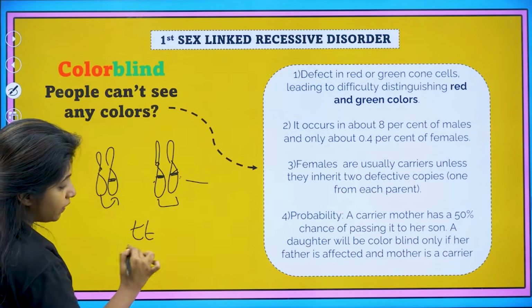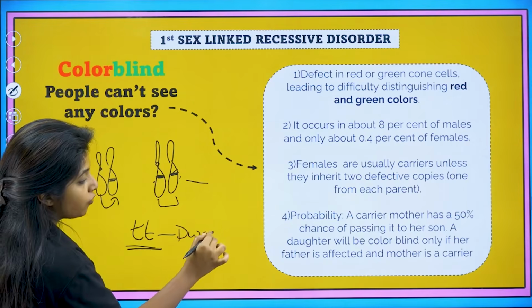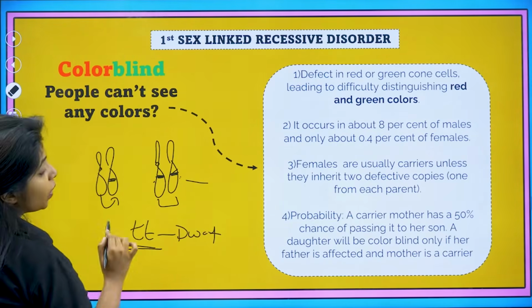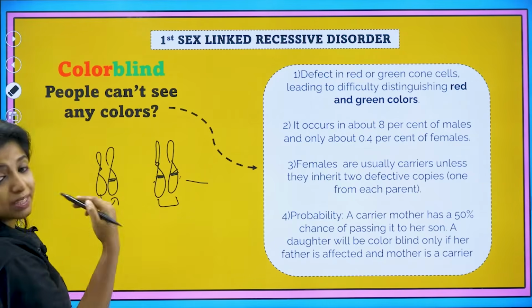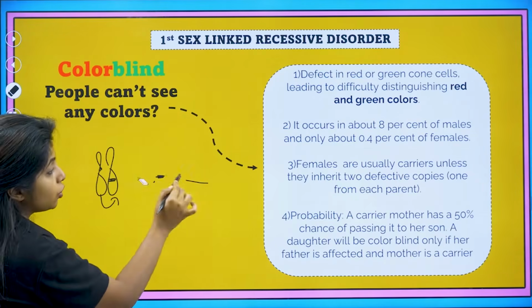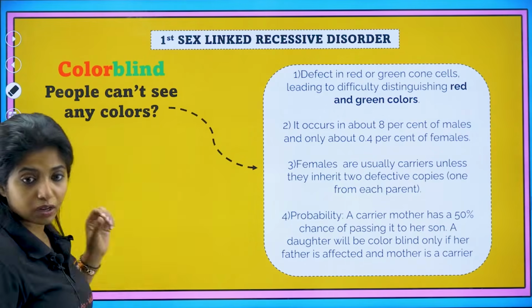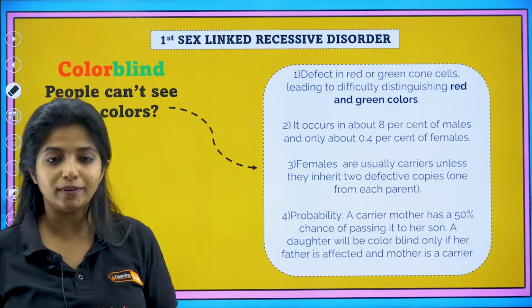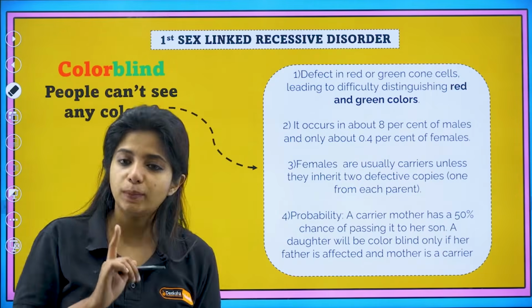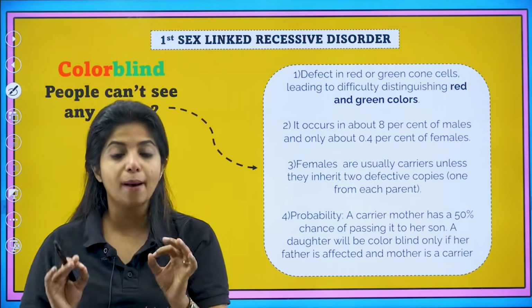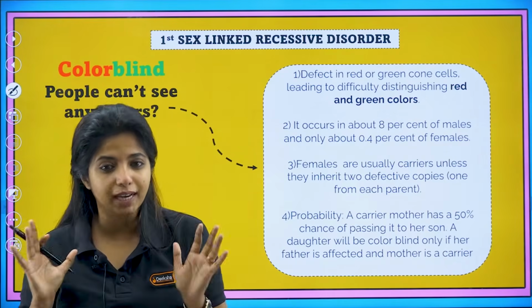You remember small t, when it comes together, that's when you get dwarf. Otherwise, do you get dwarf anyway? No. So that is why it is called a recessive disorder. Why is it sex-linked? Because the genes which are defective are on the sex chromosomes, or on the X chromosome. One example is color blindness. What exactly happens over here? Listen to me. The same thing is going to happen in the case of hemophilia as well.